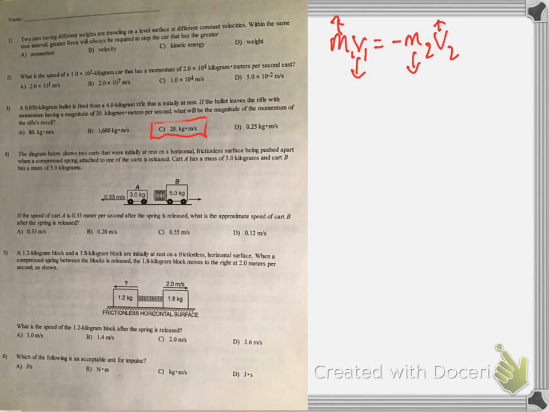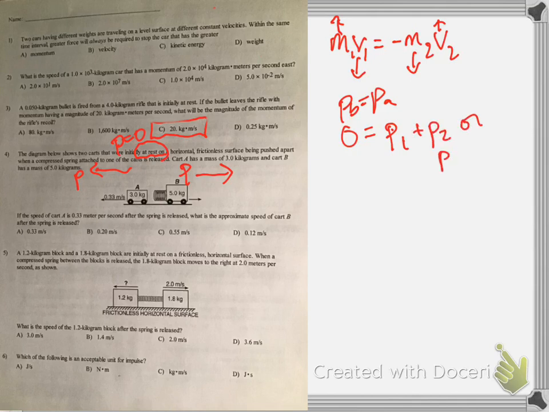The diagram below shows two carts that were initially at rest. Again, initially at rest means P equals 0, being pushed apart when a compressed spring is released. So it's an explosion. The first thing I think of is that the momentum this way has to equal the momentum that way. Again, because P before equals P after, 0 equals P of one object plus P of the other object, or P1 equals negative P2, which is basically what I was writing here. Equal and opposite momentums.